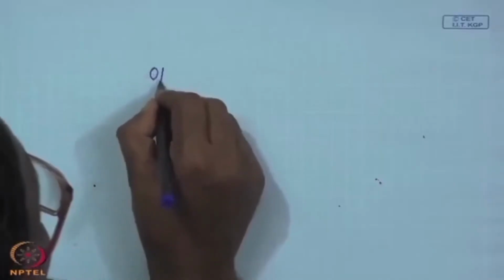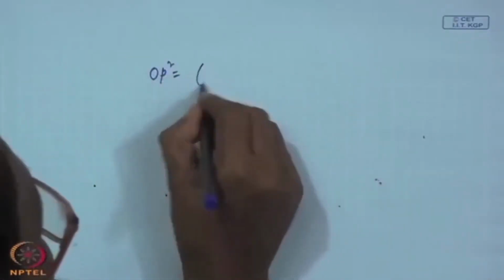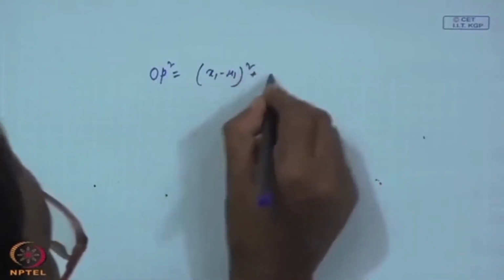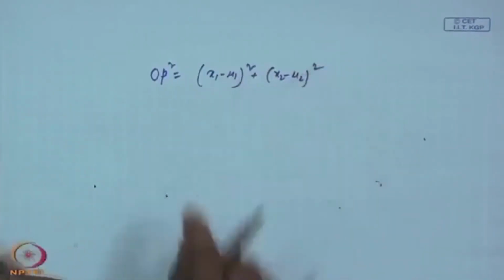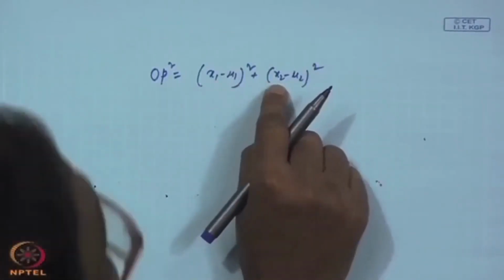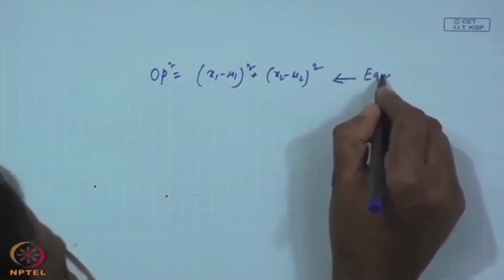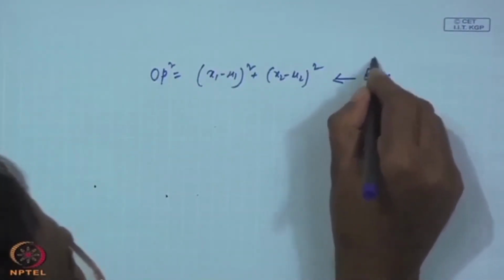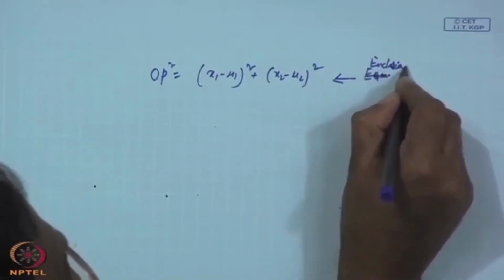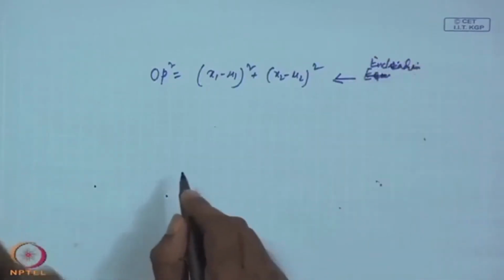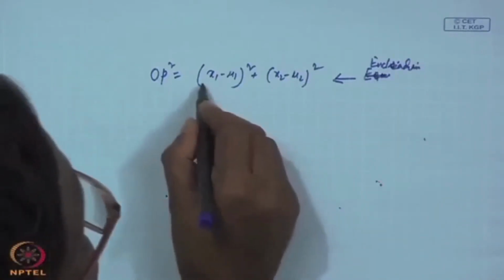Now, let us see what will happen if we give weightage to each observation by its variability. First we will write this OP square in the general sense: x 1 minus mu 1 square plus x 2 minus mu 2 square. X 1 and x 2 are two variables. This is your Euclidean distance.